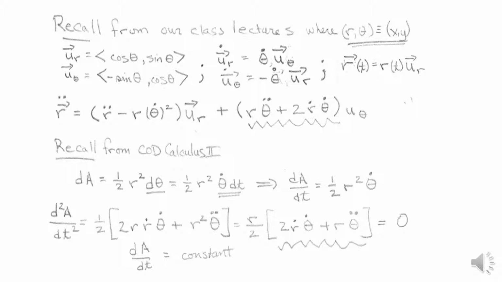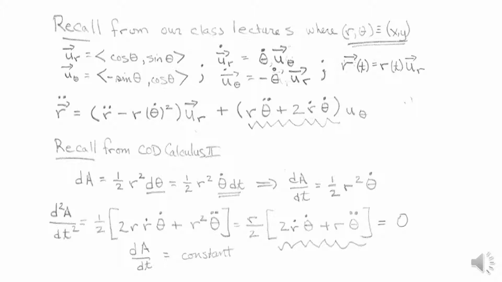We also can recall from Calculus 2 that the area differential in polar coordinates is 1/2 r squared d theta, and if we change the variables here to be with respect to t, it's going to be 1/2 r squared theta prime dt, and that's the same thing as saying that dA/dt is equal to 1/2 r squared theta dot.